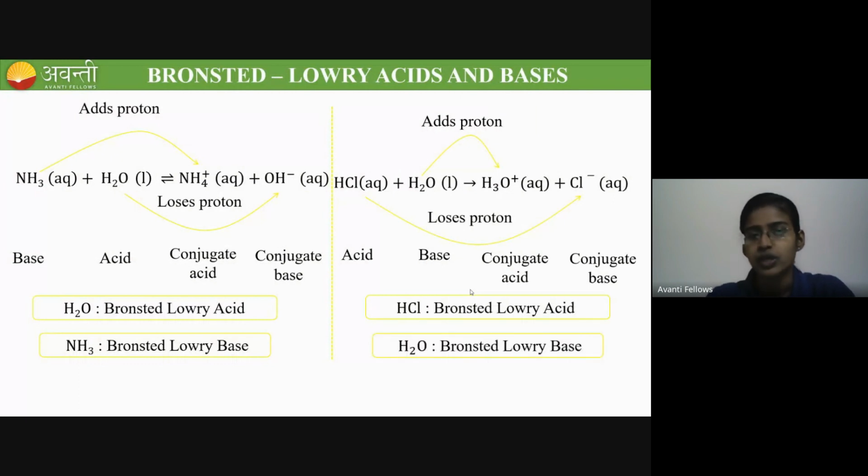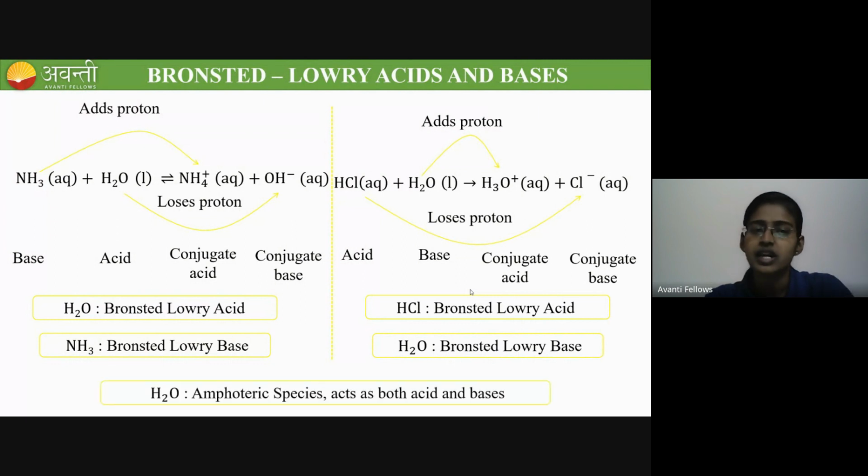So in both the reactions, if you see, in one of the reactions water is acting as an acid and in the second reaction it is acting as a base. So the substance which can act as an acid as well as a base is called an amphoteric species. So water, H2O, is an amphoteric species because it acts as both acid as well as base. Clear? So this is about the Bronsted-Lowry concept.